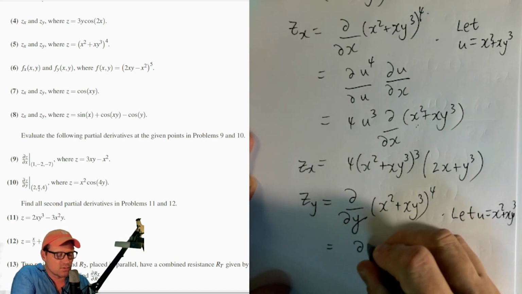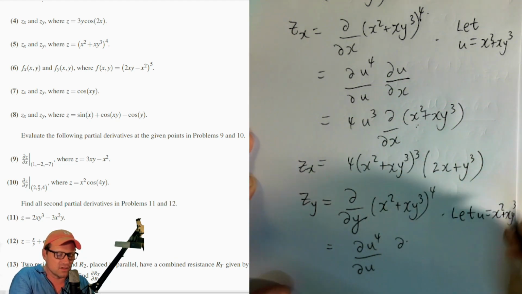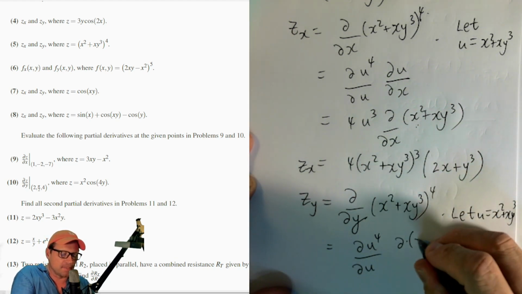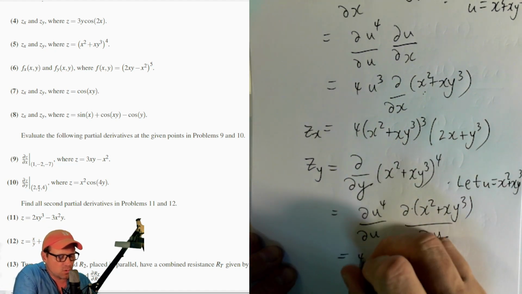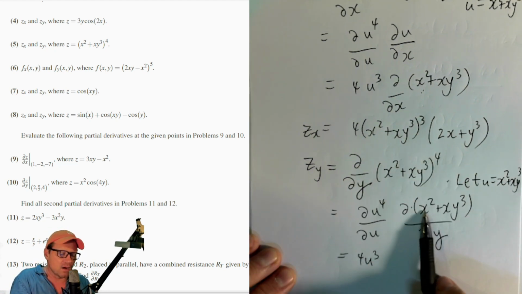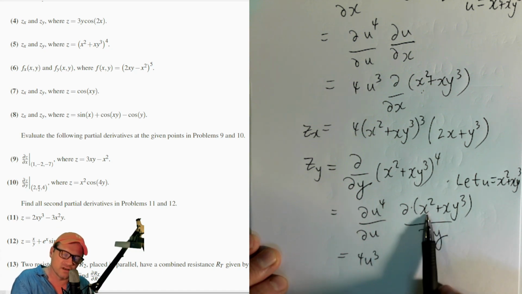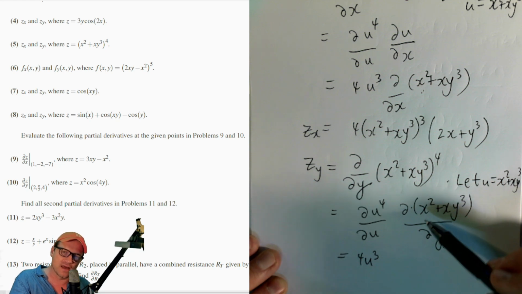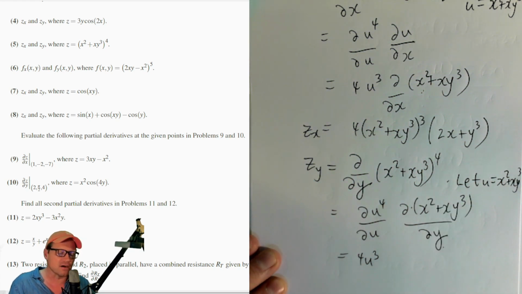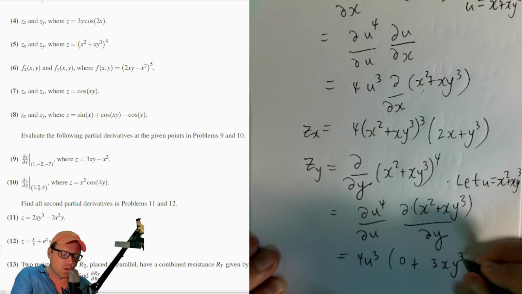And so we have the derivative of u to the fourth with respect to u times the derivative of u with respect to y. So again, the derivative of u to the fourth with respect to u is 4u cubed. And now we're differentiating this with respect to y. And so this part of it, the derivative of x squared with respect to y is 0 because we are treating that x as a constant. It's the other letter. So we have 0 plus 3xy squared.